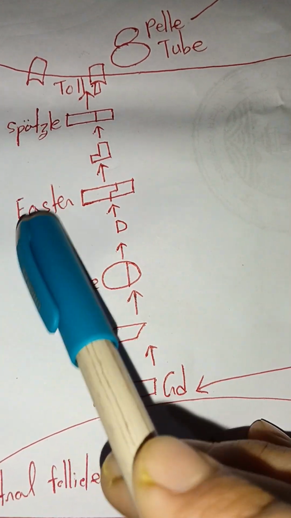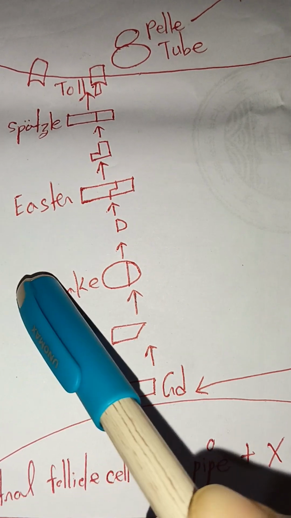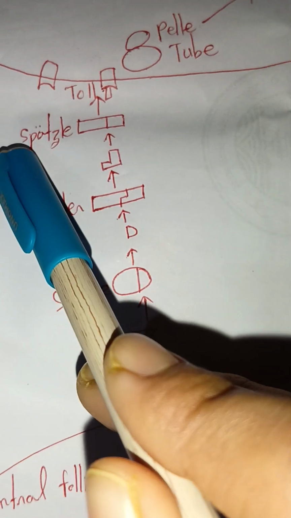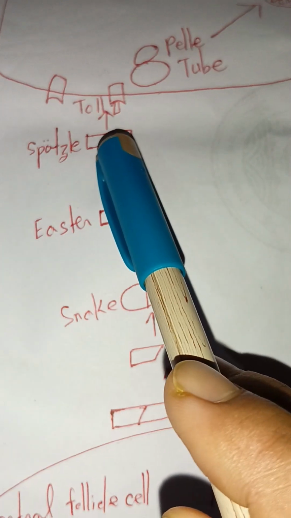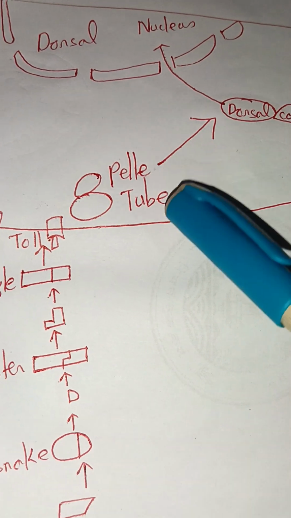Now it activates Easter. It is also activated by cleaving. So GD activates Snake, Snake activates Easter, then Easter activates Spätzle. As Spätzle is activated, it binds to the Toll receptor. As the Toll receptor is activated, it activates Tube and Pelle.